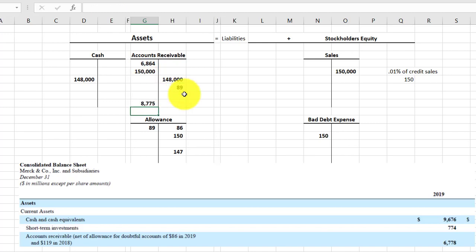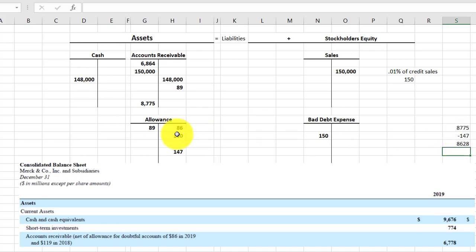$8,775. So the new balance sheet for 2020 would be $8,775 minus 147, and then we'd see net accounts receivable, just like this. This single number here would be 8,628 for 2020. Okay? So that's how you do it on percentage of sales.